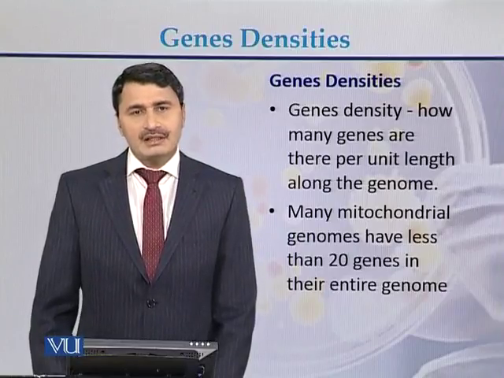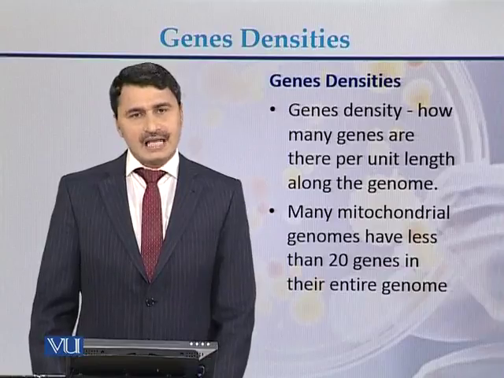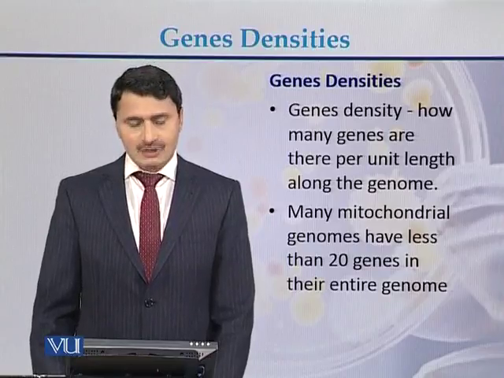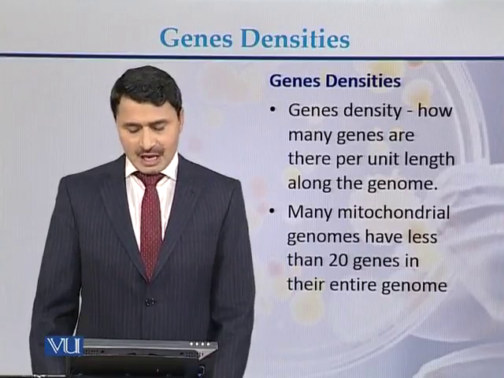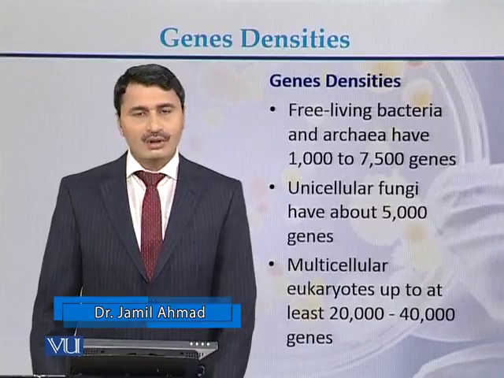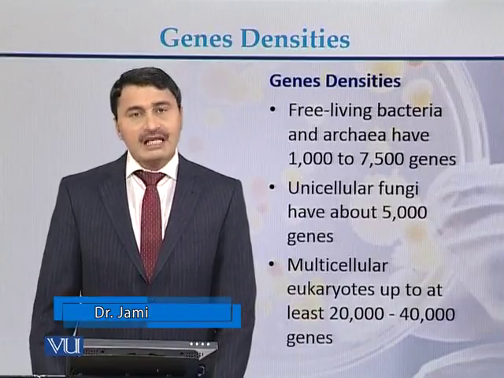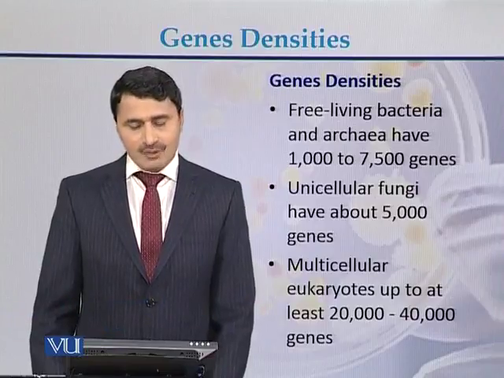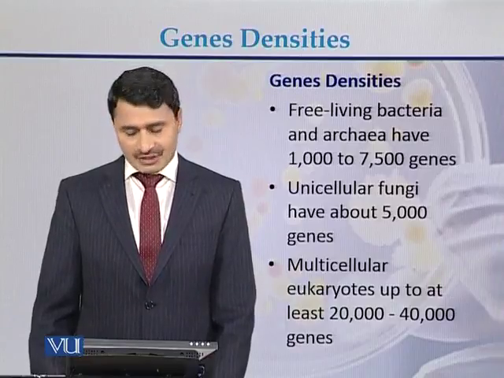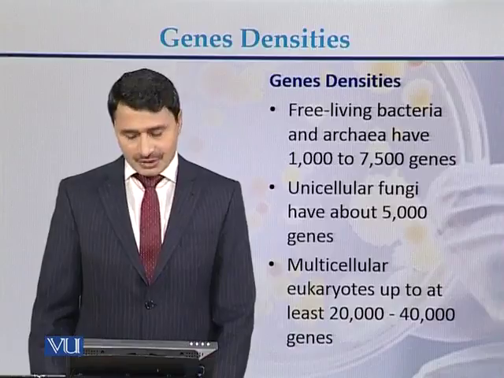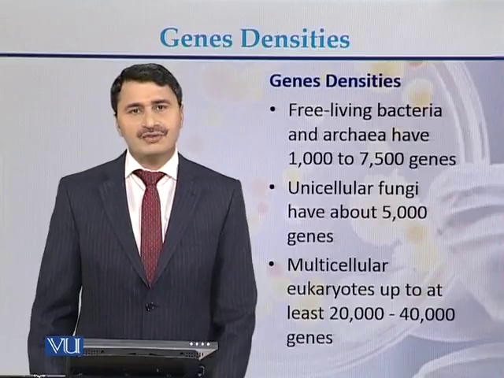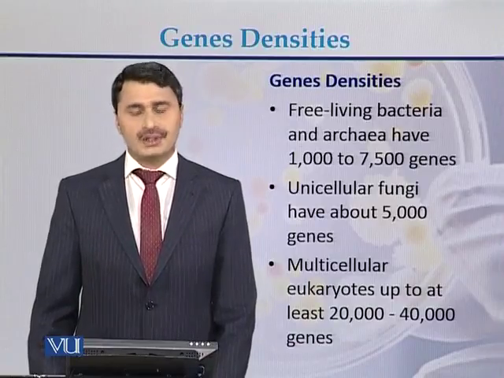For example, some genomes have low gene densities, and some genomes have high gene densities. Mitochondrial genomes have approximately 20 genes in their entire genome. On the other hand, free-living bacteria and archaea have 1,000 to 7,500 genes. Unicellular fungi have approximately 5,000 genes. Multicellular organisms have somewhere between 20,000 and 40,000 genes.